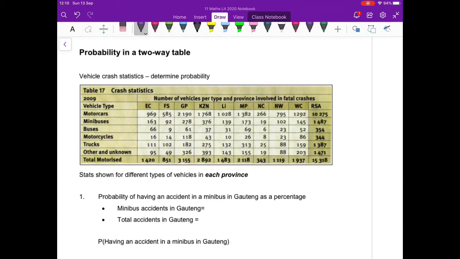Looking at probability in a two-way table, first of all, a two-way table shows a comparison of one possible outcome for two different events. For example, here we can read down the columns and see what is happening in the Eastern Cape, but we could also have a look sideways in the row to see what is happening with minibuses in the country. So we can read two different types of probabilities.